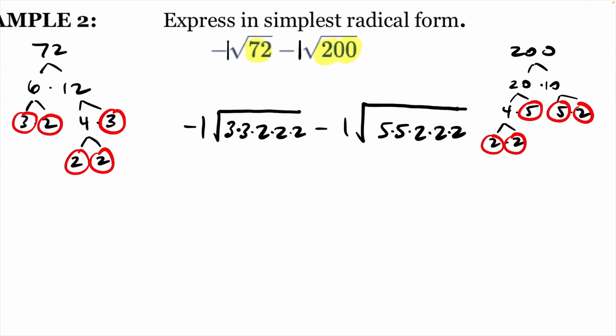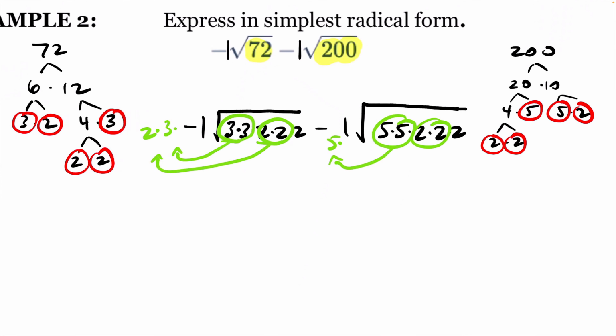Pairs. Look for pairs. Pair of 3s, pair of 2s. So that means they come out in front and multiply. Pair of 5s, pair of 2s. And when they do that, they disappear from the inside.